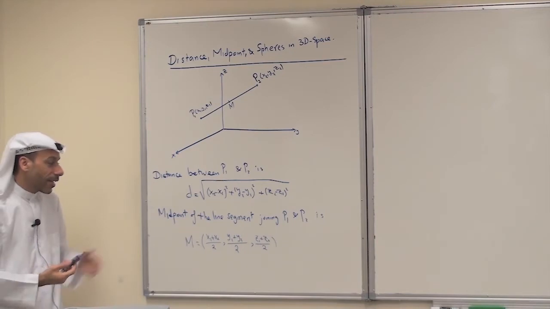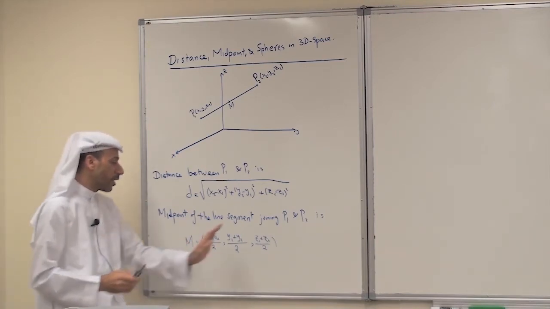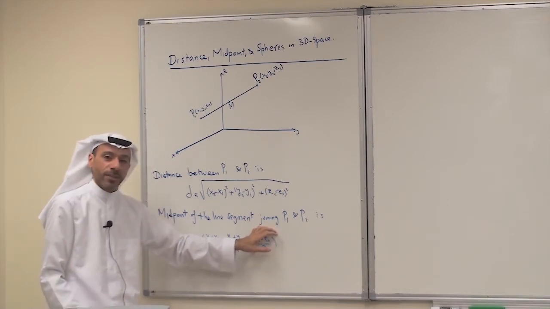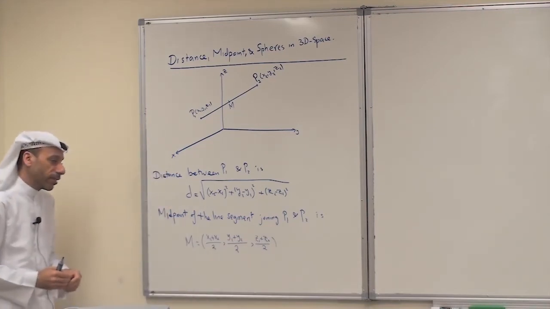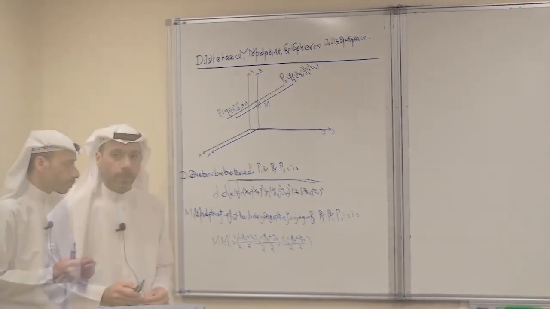And again, in the plane, the midpoint formula is really similar. You just have the x and y coordinate. The third coordinate is missing in the plane. So the formula here is a generalization of what we have in the plane. This is for the distance and the midpoint.